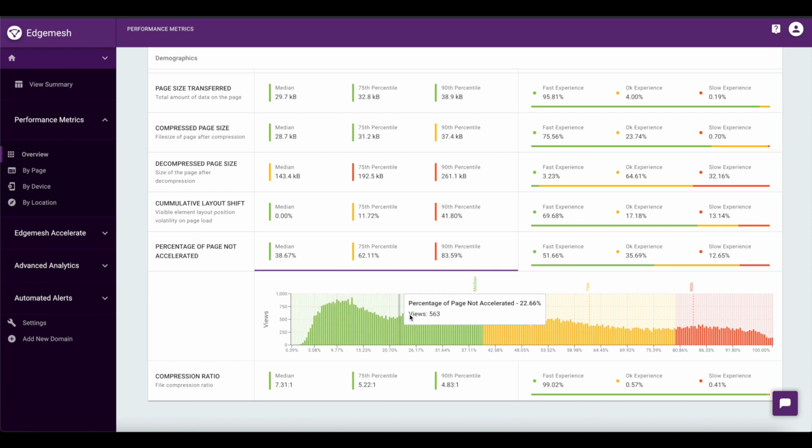So this metric has breakpoints where fast is anything less than 40%, meaning that 60% or more of the page was served from cache. If you see this number materially higher than 80%, often this is a sign that the Edgemesh client is not able to cache your content on the client-side device, and we suggest reaching out to support.